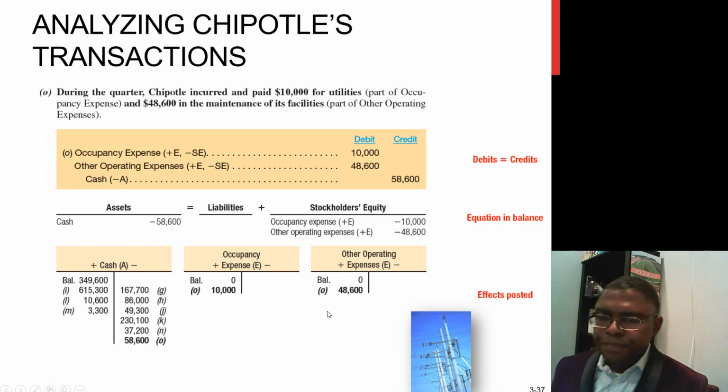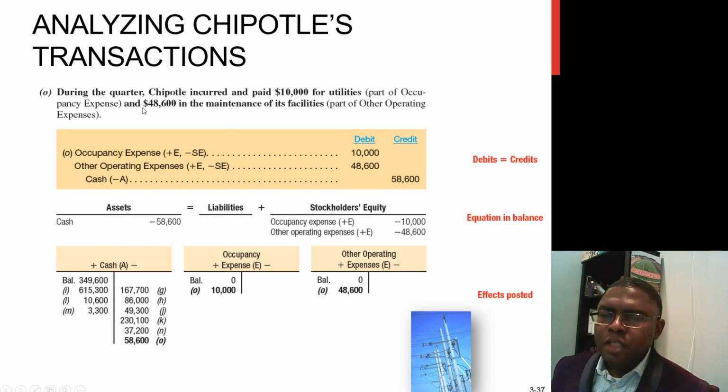All right, another example. It says during the quarter, Chipotle incurred and paid $10,000 for utility, part of occupancy expense. So this will be an expense. The expense account, occupancy expense, is going to be affected by 10,000. So straight away, expense is going up. When expense is going up, it takes a debit balance, 10,000.